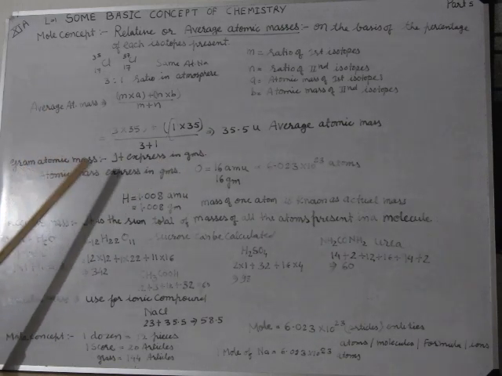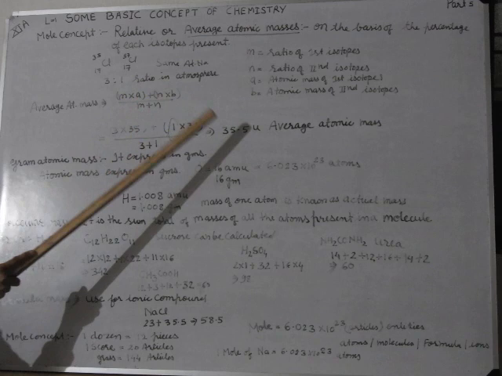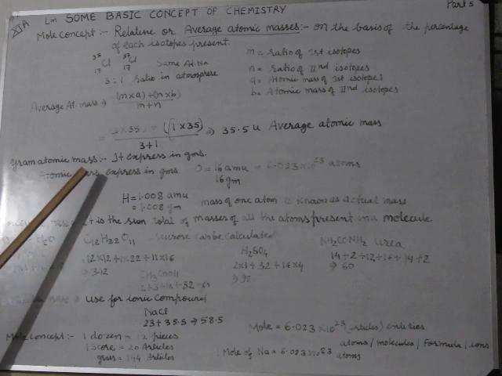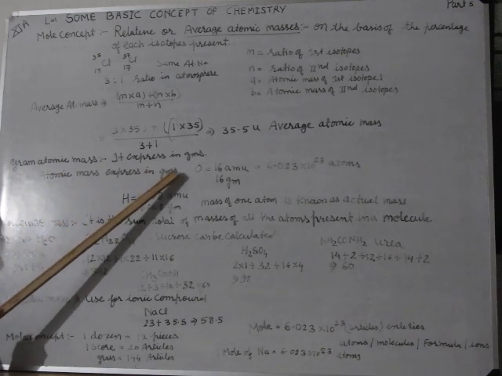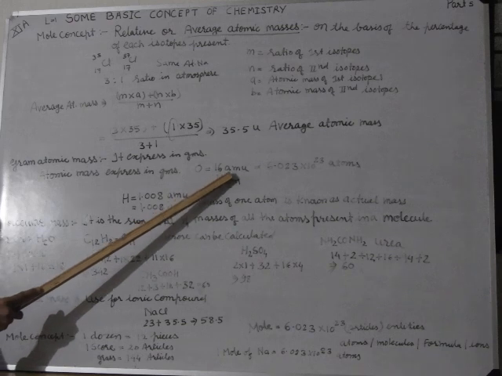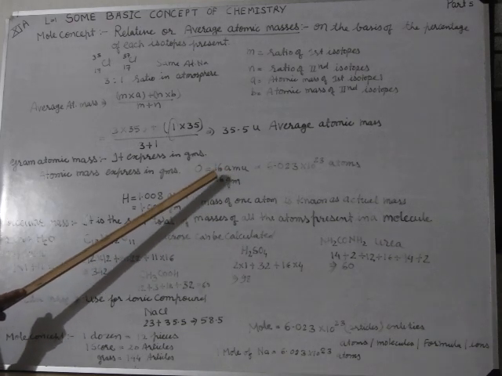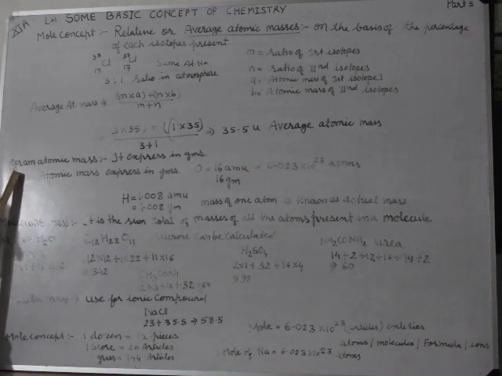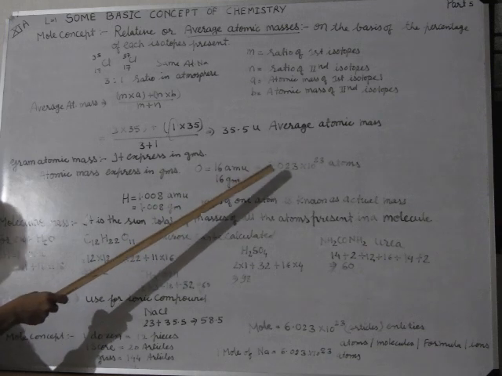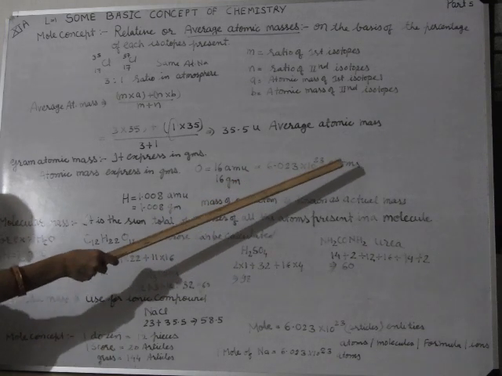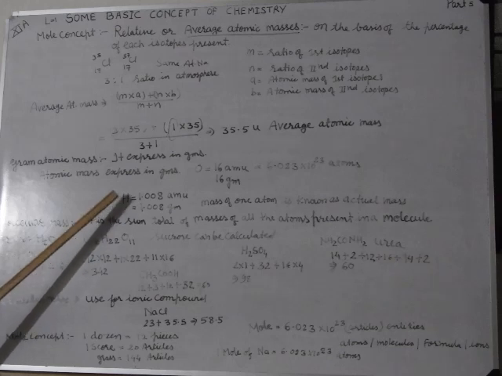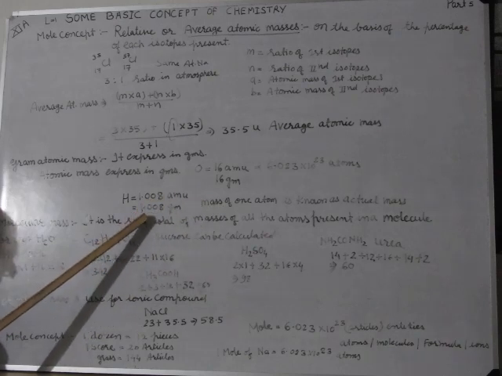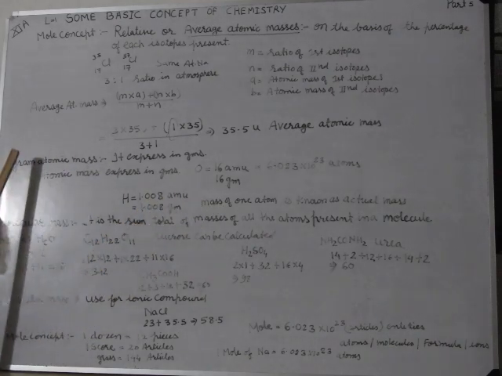Gram atomic mass is expressed in grams, while average atomic mass is expressed in the unit AMU. Oxygen having 16 AMU can be expressed as gram atomic mass, 16 grams, which contains 6.023 into 10 to the power 23 atoms. Hydrogen has 1.008 AMU and 1.008 grams as gram atomic mass.